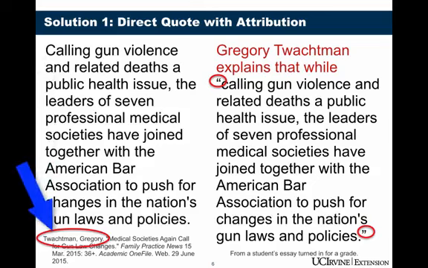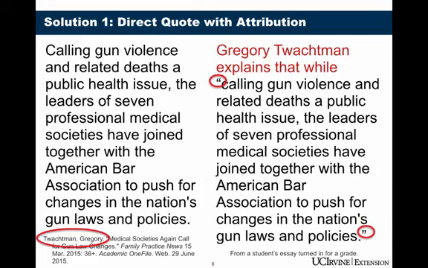Over here on the left, you can see the source information. Gregory Twachman is the author of those words on the left. So when the student uses this information in his essay, he chooses here to use attribution. Attribution just means using the author's name in the sentence, or saying where the source comes from. And notice that after the attribution, we have the quote. And notice that the quoted words are exactly the same, and we put quotation marks around them.